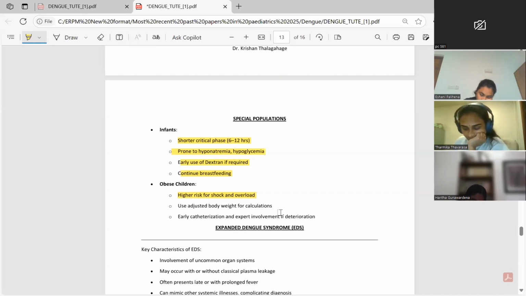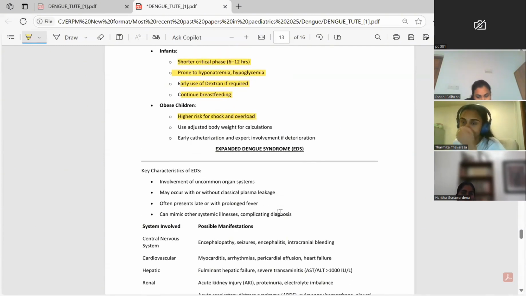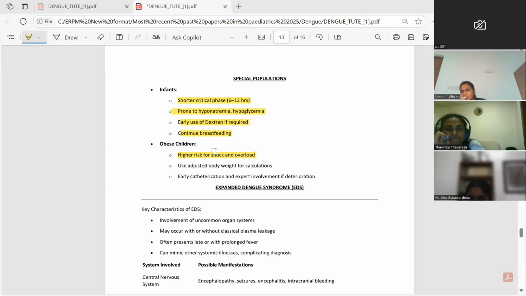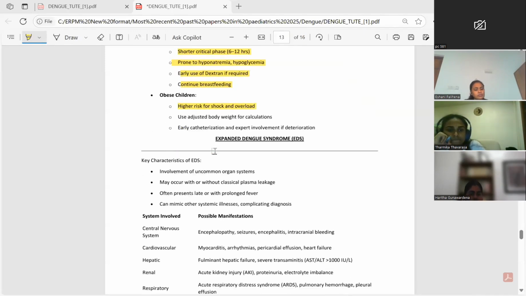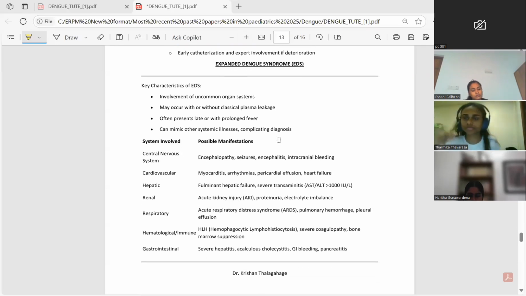Right. Then what are we going to do? Now, this is one of the commonest areas that they might ask questions. Expanded dengue syndrome. Right? So if we go to the expanded dengue shock management, right? Expanded dengue shock, in addition to getting normal dengue, there will be some other organ involvement. Example, CNS could be involved. When the CNS is involved, there could be encephalopathic signs, seizures, encephalitis, intracranial bleeding.